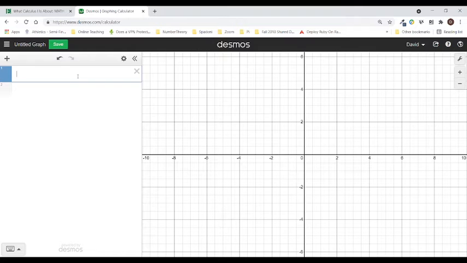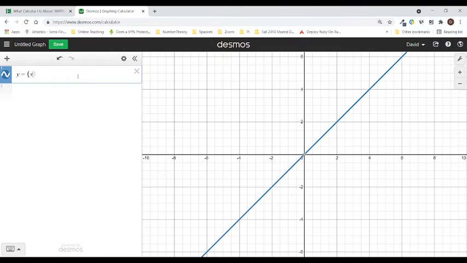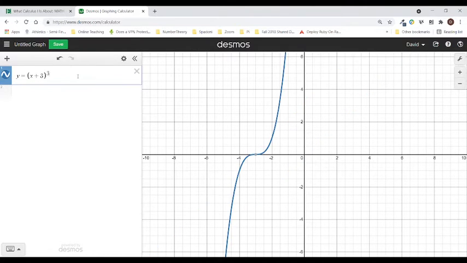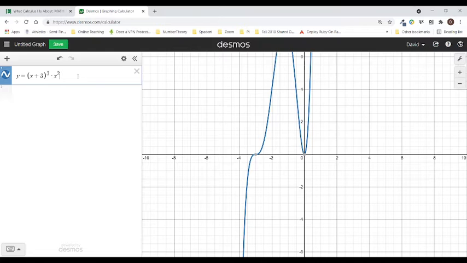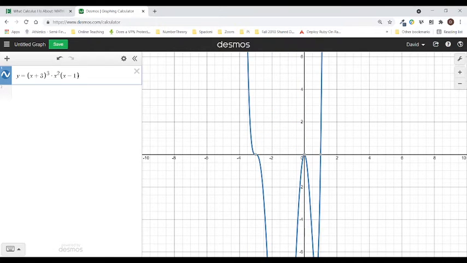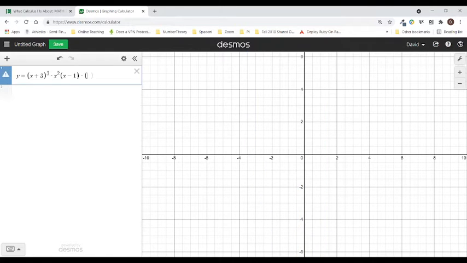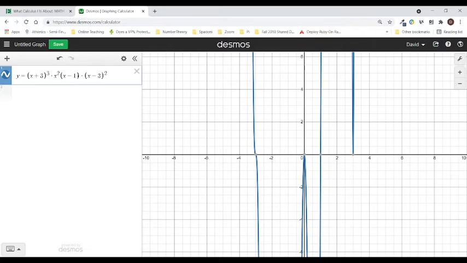So what I'm going to do is just make something. I'm going to make something like, how about (x + 3)^3? That's pretty wiggly. I'm going to make it wigglier. I'm going to multiply that by, say, x^2. And how about if I multiply that by something like (x - 1)? Yeah, that's it. And then how about one more times something like, how about (x - 3)^2?